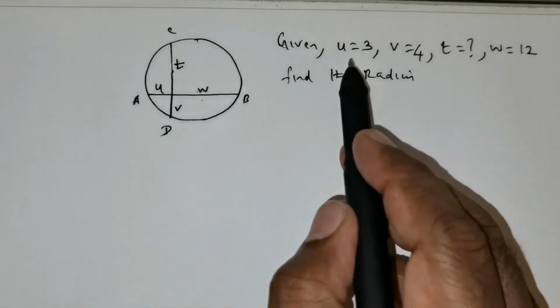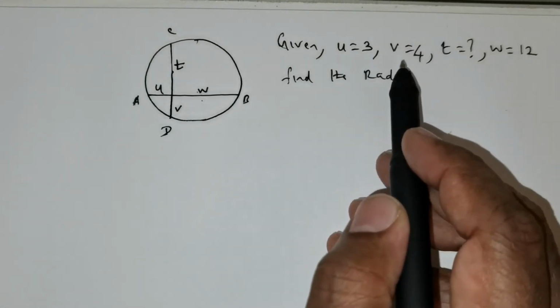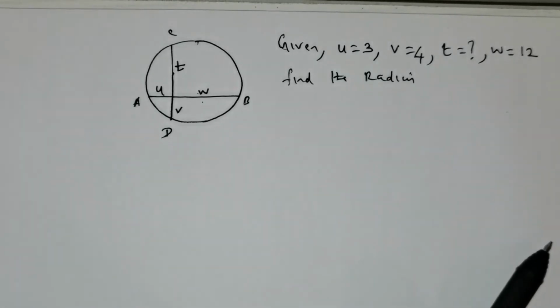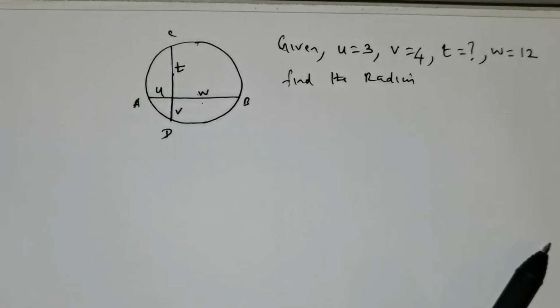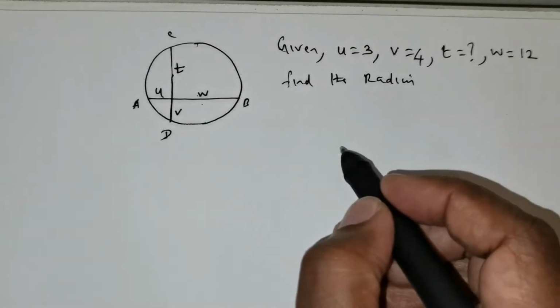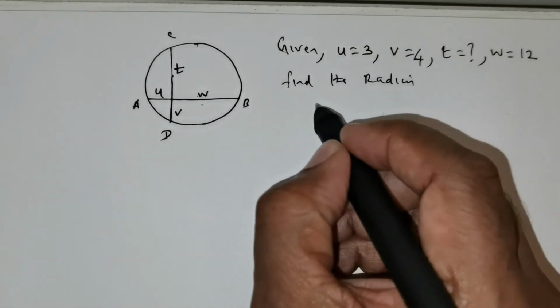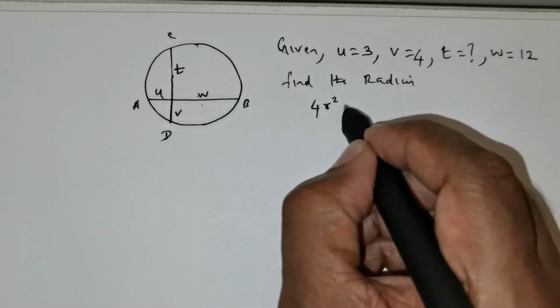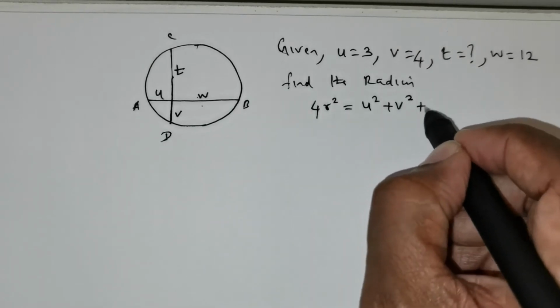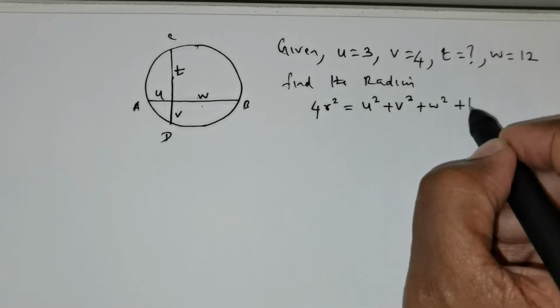We have been given U to be 3, V to be 4, T is not given, and W is given to be 12. We are expected to find the radius of this circle. Now, foremost, we will be employing this formula, which is 4 times R squared is equal to U squared plus V squared plus W squared plus T squared.